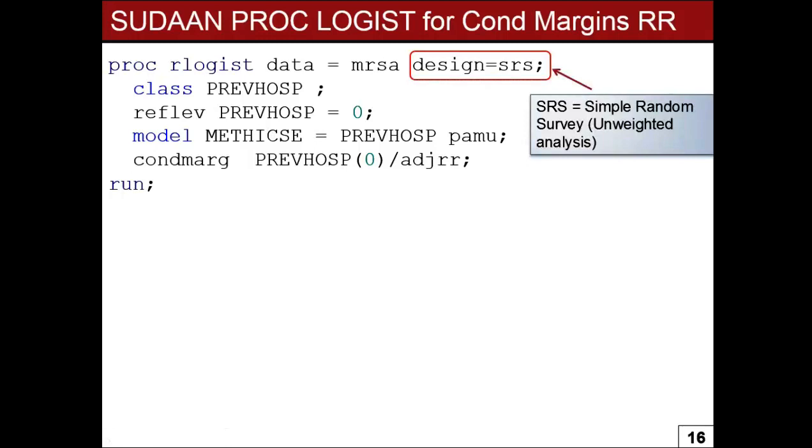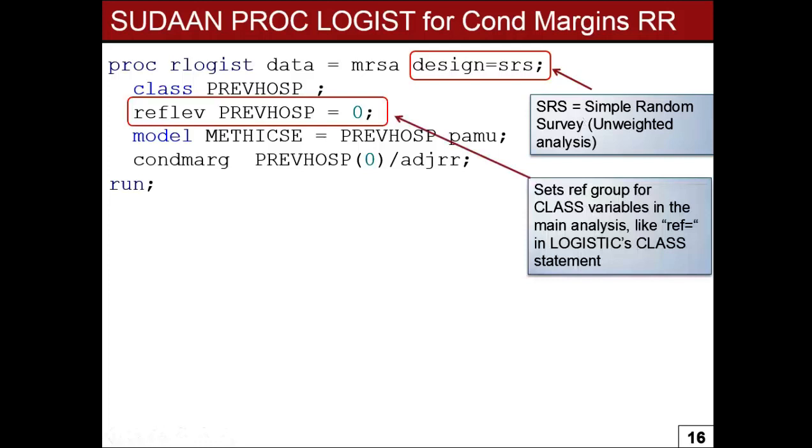Design equals SRS. This is telling Sudan, I have a regular data set that is a simple random sample, as in unweighted, there are no weights, everyone was sampled equally in this data set. So you have to first tell it, I'm doing a regular old analysis. You've got to do it, because otherwise it's going to expect you to specify the weights and the clustering and the nested stuff and all the things that have to do with stratified sampling. So you want to do this.